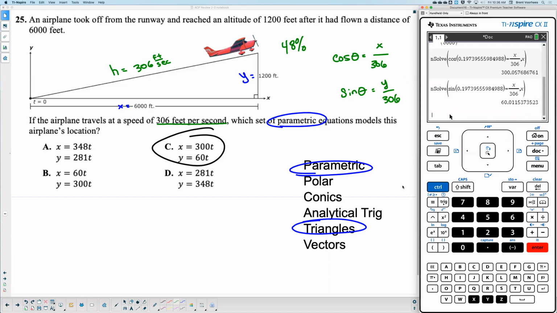So there's multiple ways of doing this problem. You could use your sine y, cos x, tangent y over x. You could do it like that. Either way, that's how you solve this problem.